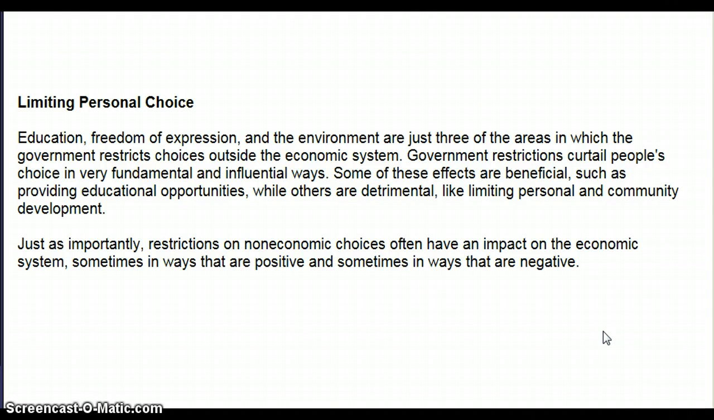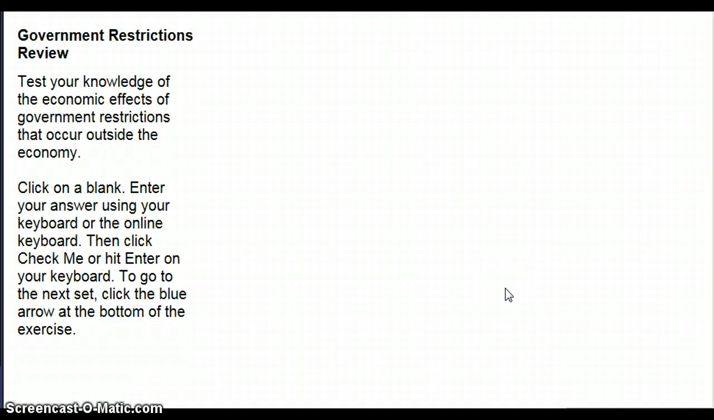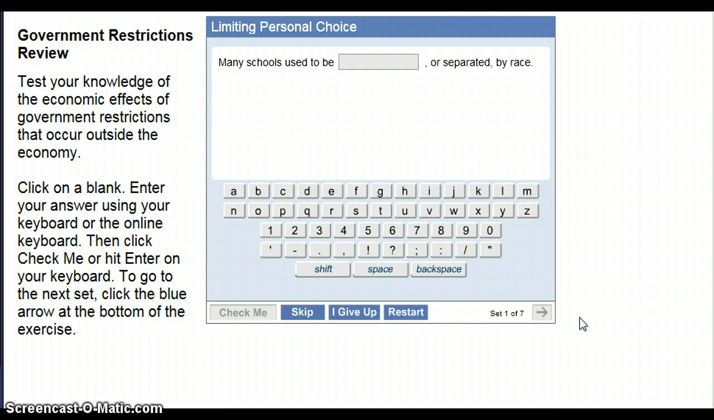Limiting personal choice. Education, freedom of expression, and the environment are just three of the areas in which the government restricts choices outside the economic system. Government restriction curtails people's choice in very fundamental and influential ways. Some of these effects are beneficial, such as providing educational opportunities, while others are detrimental, like limiting personal and community development. Just as importantly, restrictions on non-economic choices often have an impact on the economic system, sometimes in ways that are positive and sometimes in ways that are negative. Test your knowledge of the economic effects of government restrictions that occur outside the economy.